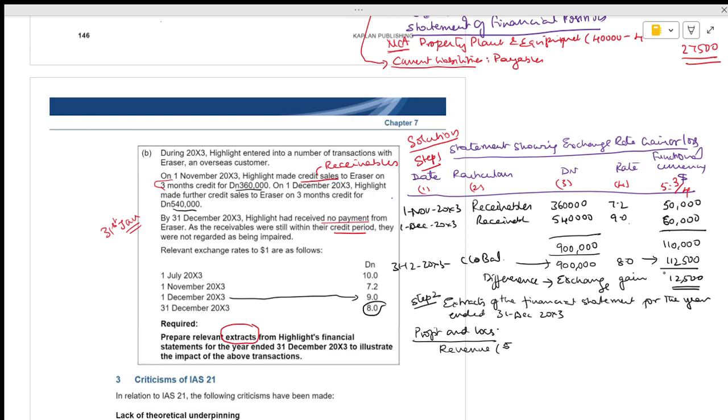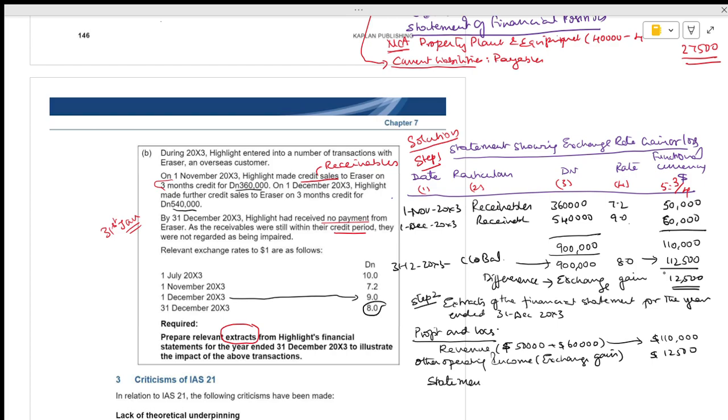Total sales is $50,000 plus $60,000. It is presented in functional currency, and the functional currency is dollars. Next, you have other operating income, within brackets exchange gain. How much is there? 12,500. This is with respect to profit and loss.